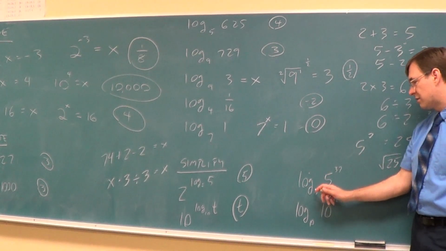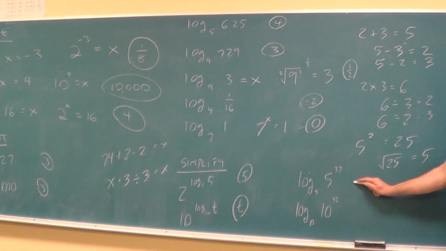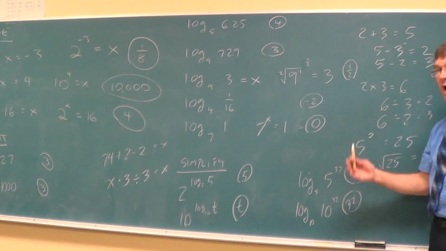If I write those inside out, same concept applies. This logarithm has a base of 5. This exponent has a base of 5. Those are just complete opposites, and your answer to this is 37. And your answer to this is 32, because there's just a wipeout of all the other stuff.